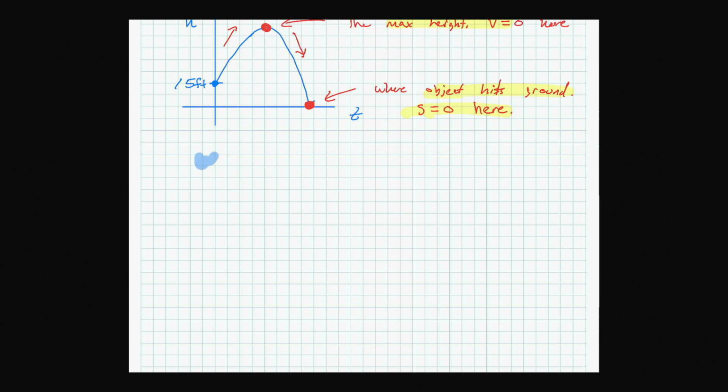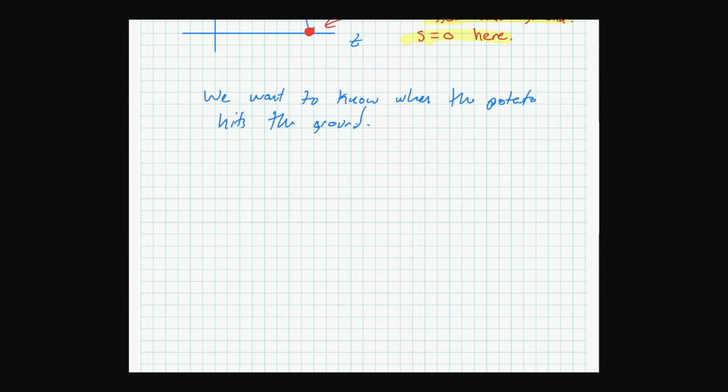So that's what we want. We want to know when the potato hits the ground. Knowing what we now know, we set position equal to 0 and solve.